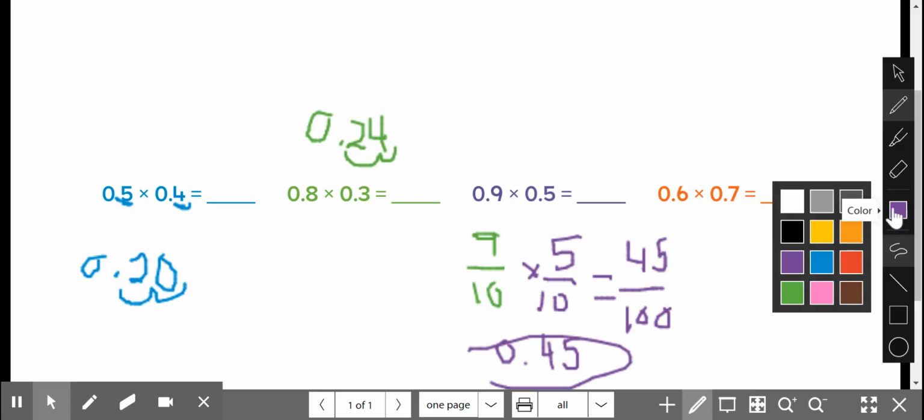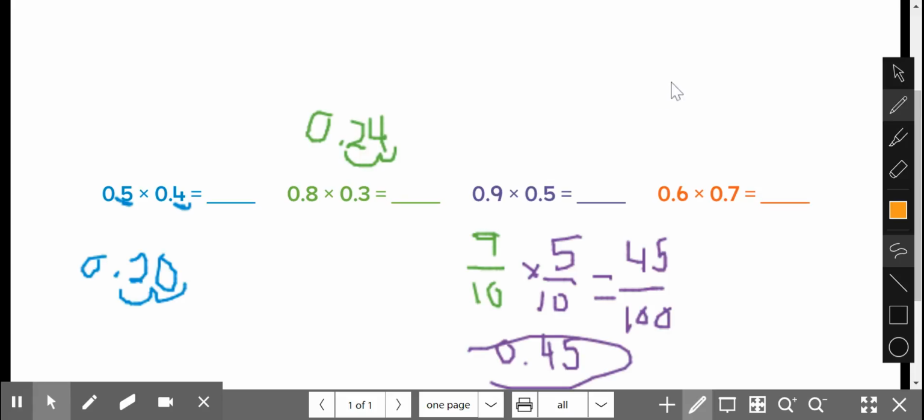We'll do that same thing with this last problem. We're going to take 6/10. I like both of the strategies that I'm showing you on this page. 6/10 times 7/10 gives us, when we multiply, remember we multiply everything across the numerators and everything across the denominators, 42 hundredths. Or we could write it as a decimal fraction just like this.